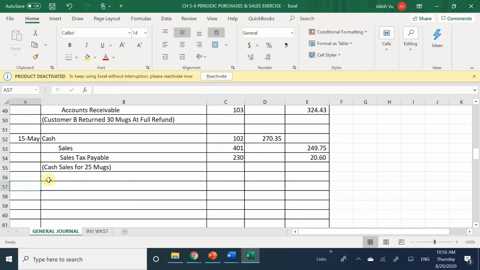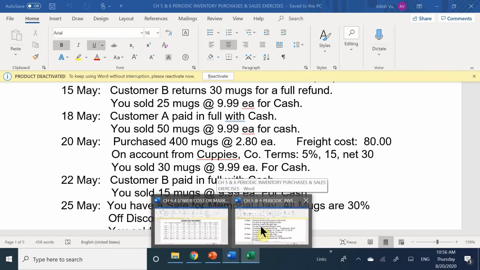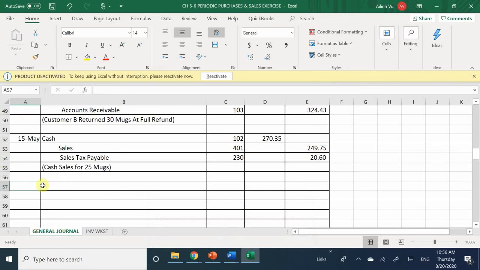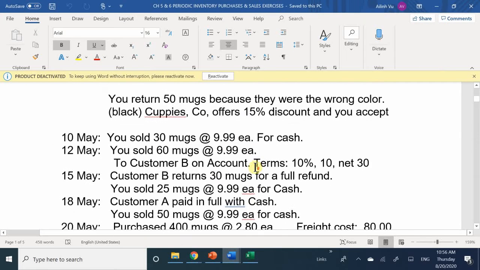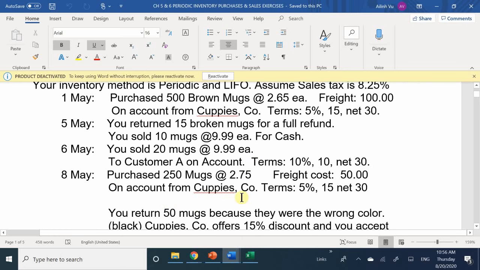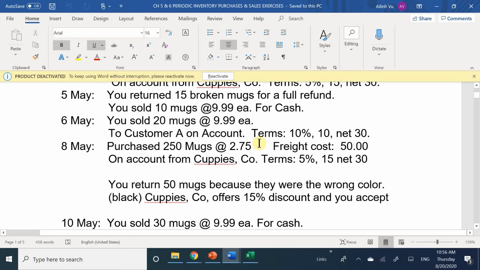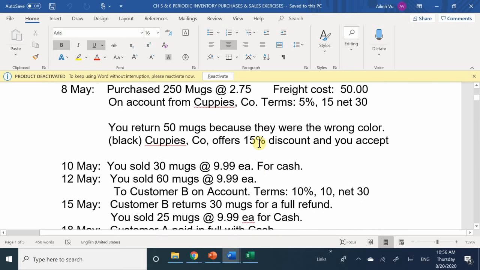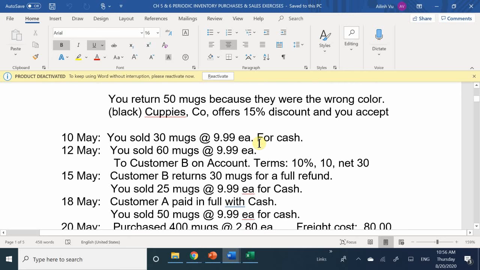All right. Now that we recognize the sales, what has also happened next? Customer A paid us for his original. All right, so on the 18th, let's go ahead and look at the scenario one more time. When did customer A actually make a purchase? May 6th. Now, our terms is what? 10%, 10 net 30. Did customer A meet my discount? No. So that means this person has to pay me in full.